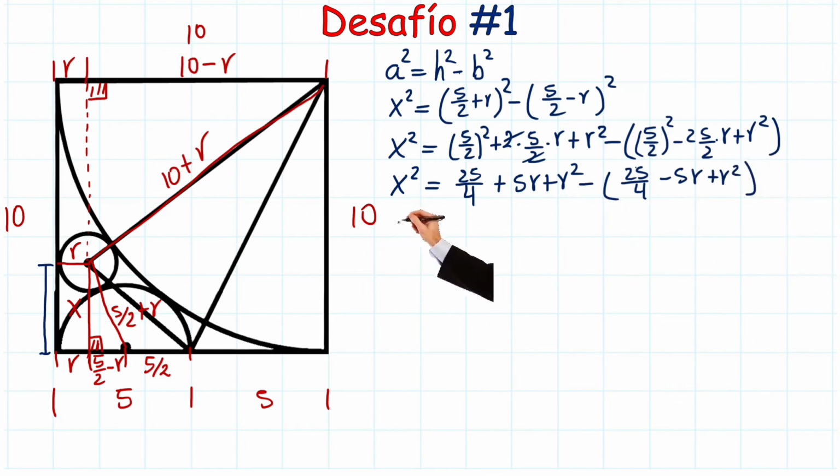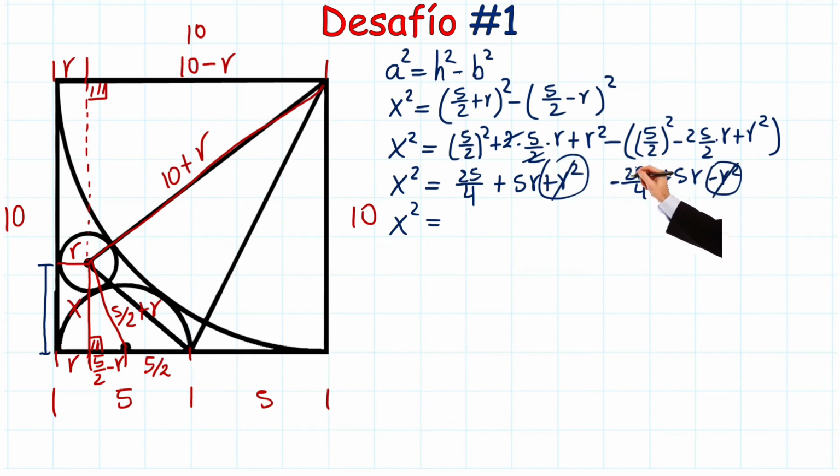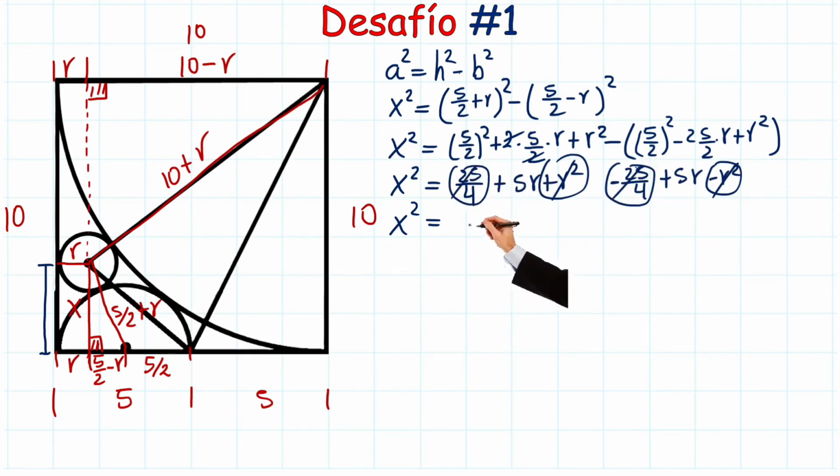And of course we have to multiply this sign by what's inside. So multiplying gives me minus, by plus gives me minus here, and minus by plus gives me minus, and we remove the parentheses. Perfect. We can cancel out this r with this r, this 25 fourths with this 25 fourths, and we ended up with 10r: plus 5r plus 5r, which is 10r.